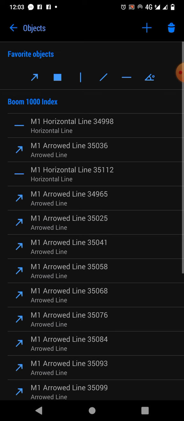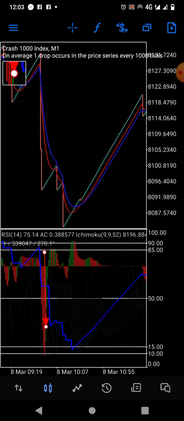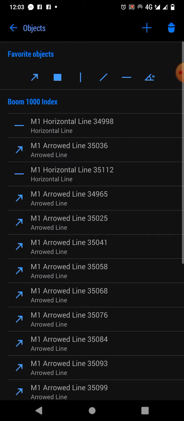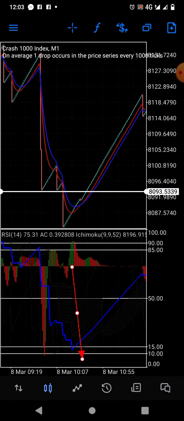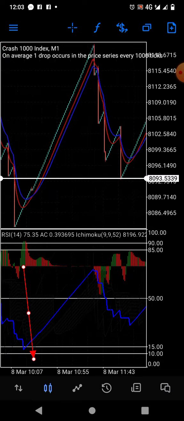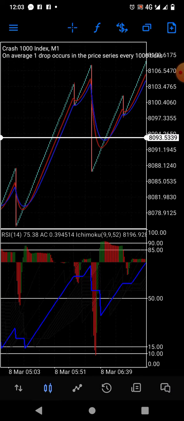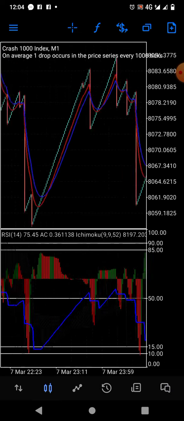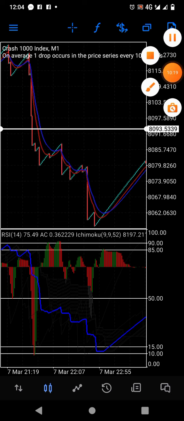So here again, look at this, guys. This is beautiful. You see that spike by the accelerator oscillator, and then you see the Ichimoku touching that zone. So what would have happened? You would have bought upon the crossover of the moving average on the main chart. You could have made some beautiful money for yourself, guys.